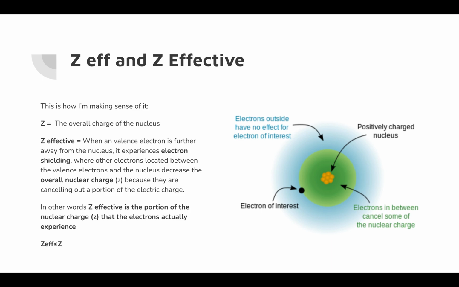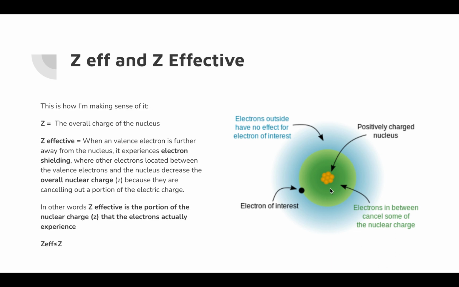Most often, it's experiencing electron shielding, where other electrons located between the valence electrons decrease the overall nuclear charge. If you have a ton of electrons swimming around, they decrease the overall charge, because electrons on the outside can't get to the energy that's coming from the inside, and they cancel each other out. In other words, Z effective is the portion of the nuclear charge that the electrons actually experience.